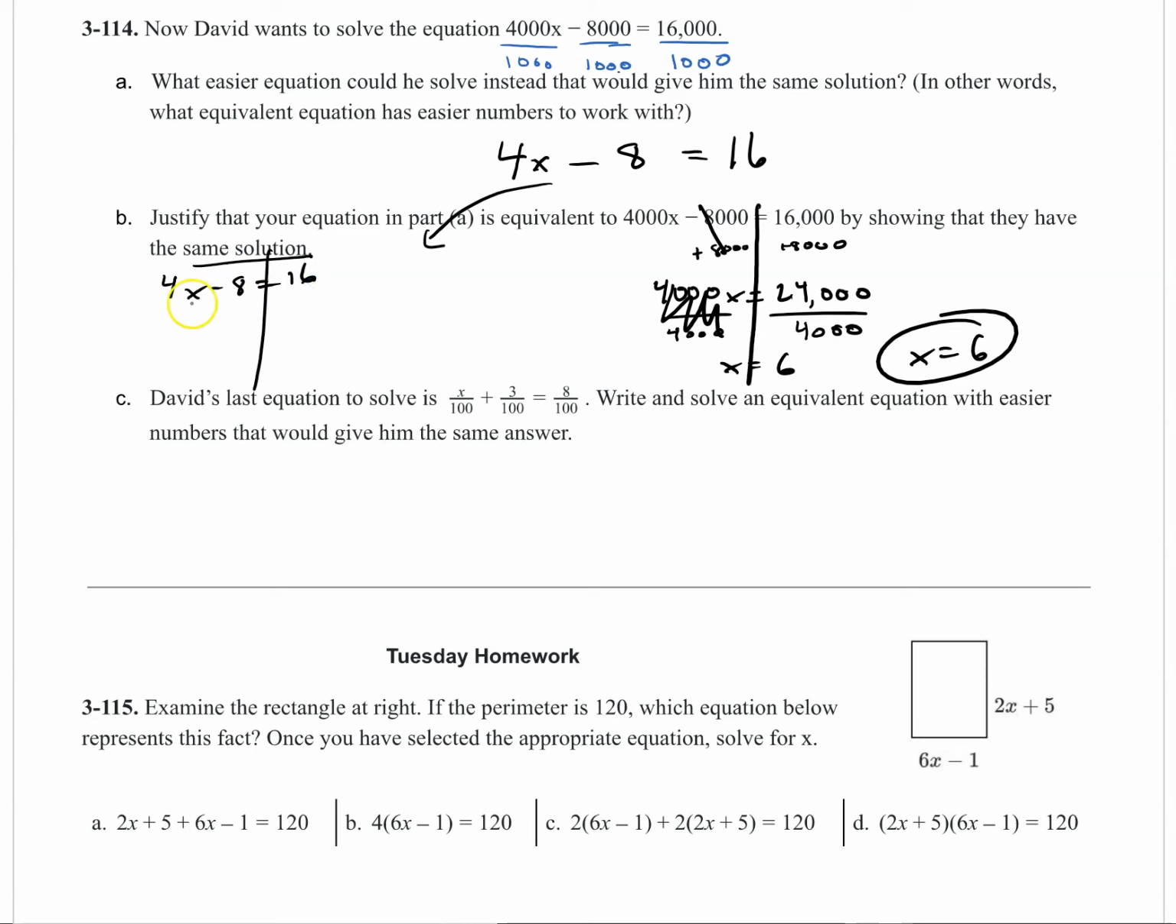Okay, so isolate x. Let's first add 8 to each side, and we get 4x equals 24. And then we divide both sides by the number in front of x, which is just 4 this time. So x is equal to 6. Check.